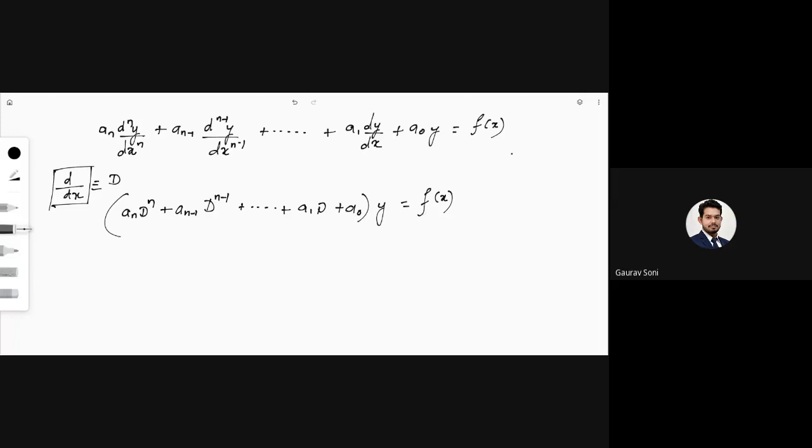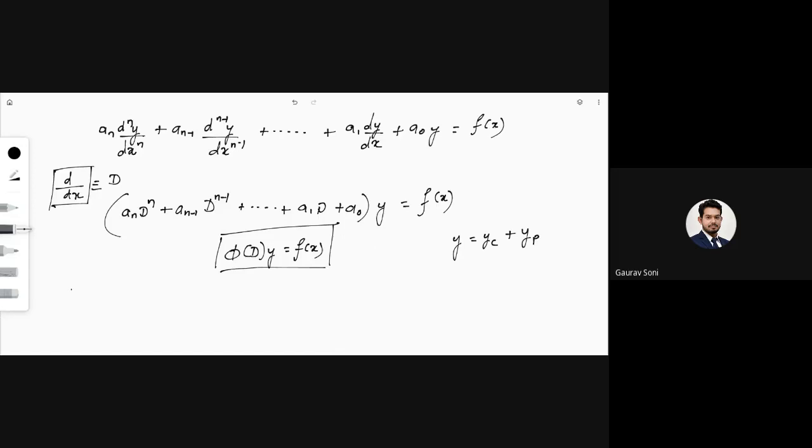So any linear differential equation we have seen can be written as phi of D acting on y is equal to f of x. Now in this we have seen that the solution of this differential equation is of the form y is equal to yc plus yp.